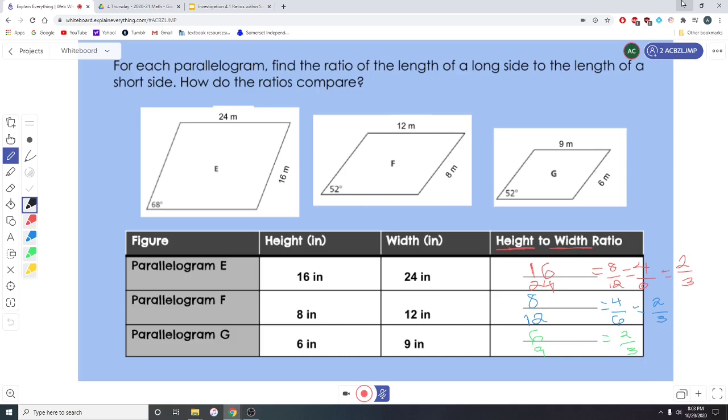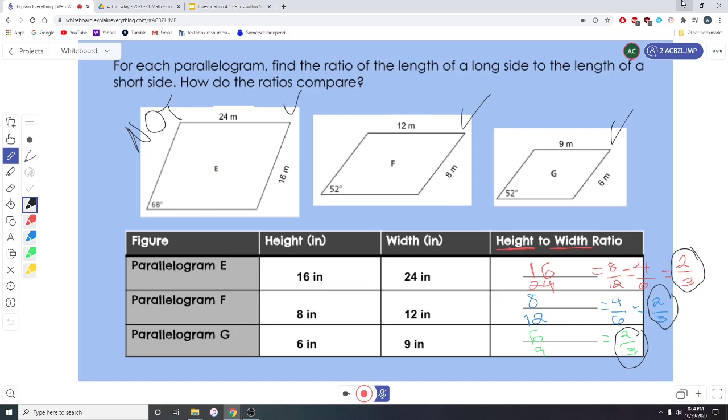So one thing I would like you to notice is that all three of these ratios are equivalent. So by our rule, technically, all of these should be similar. But there is one problem. E is actually not similar. But why not? They all have the equivalent ratios.